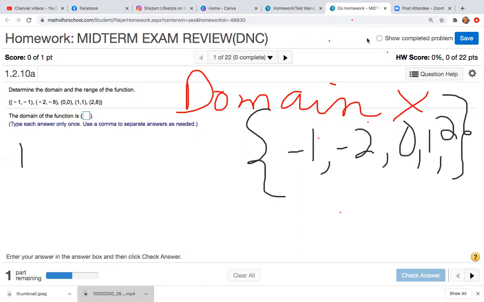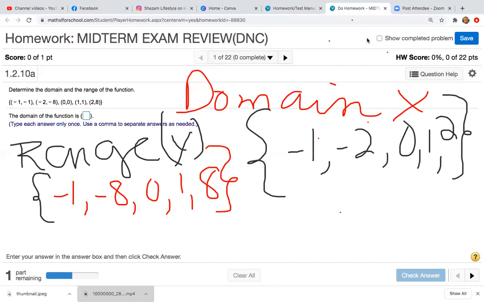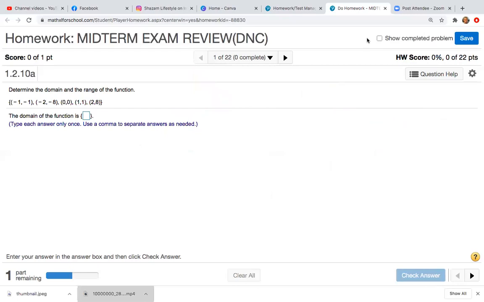Next, we have the range. The range, remember, represents all the y values, guys. So in the case of this relation, the range would include, let me use a different color here, the -1 from the first point, -8 from the second point, 0 from the third point, 1 from the fourth point, and then +8. And just like that, guys, we're done. So let me clear this one out. Okay, I'm going to move on to the next problem.